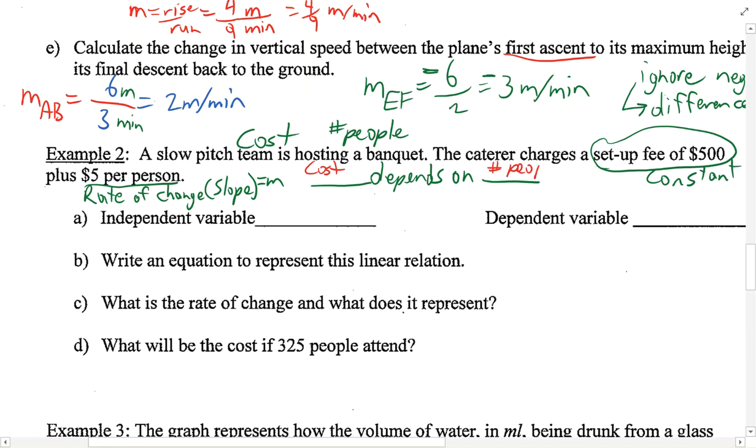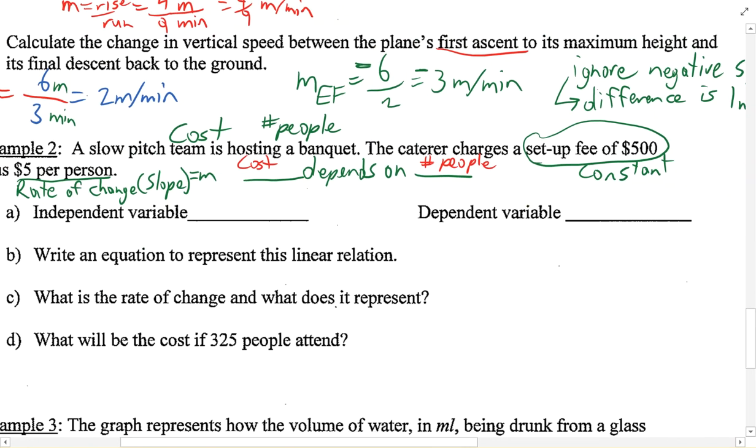And that's true for any event that you have. So what that means is that cost is the dependent variable, and the independent variable is the number of people that attend. So to write this as a linear relation, we would say y equals mx plus b. And what is your y value? What's your dependent value? The cost.